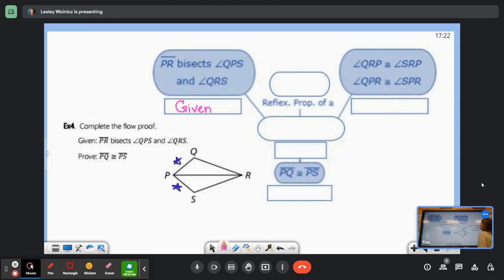Okay. So that gives me a couple of conclusions. I know that if it's chopping these angles in half, it's going to give me pairs of congruent baby angles. Okay, that's how baby angles are made. So QPS got chopped in half and made two baby angles. And QRS got chopped in half and made two baby angles.